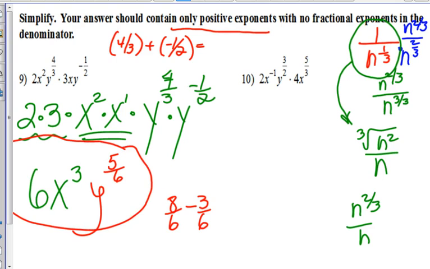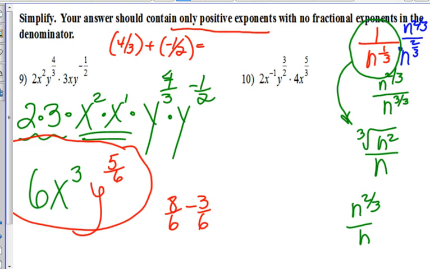The direction said I don't have to write it as a radical. I can leave it as long as I have only positive exponents and I don't have a fractional exponent in the denominator. That means if the whole thing is over something with a fraction, okay? You can have like a fractional exponent here, as long as there's not over something else.